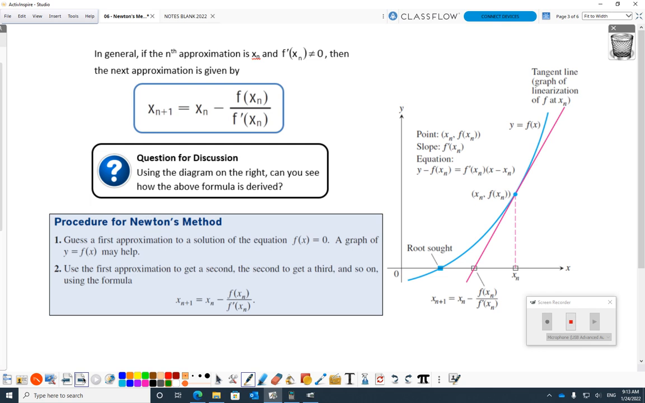And get your calculator ready, by the way, because I'm going to show you a very cute shortcut in your calculator. Can you see how this formula is derived from the diagram? Let's go look at the diagram.